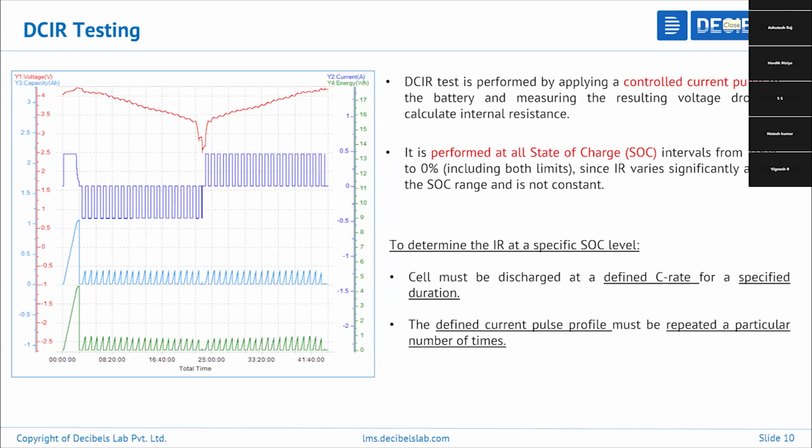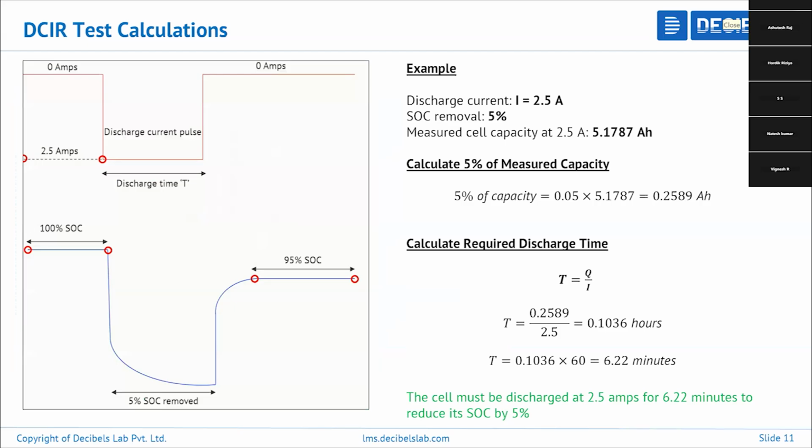Then, if you want to remove the whole SOC, these pulses must be repeated. In the next slide I will describe why. You can observe here there is one pulse. The battery was initially at 100% SOC, and now we want to remove 5% SOC so that our cell gets to 95% SOC. There is one numerical example shown here. If you go with a 2.5 ampere discharge current and you want an SOC removal of 5%, and the capacity already measured at 2.5 ampere is 5.17, from here you can calculate 5% of your total capacity. We are getting 0.2589.